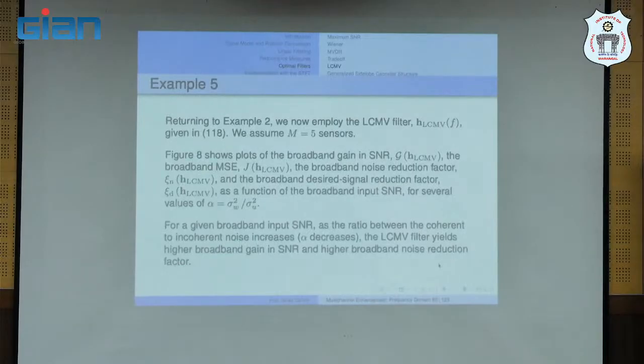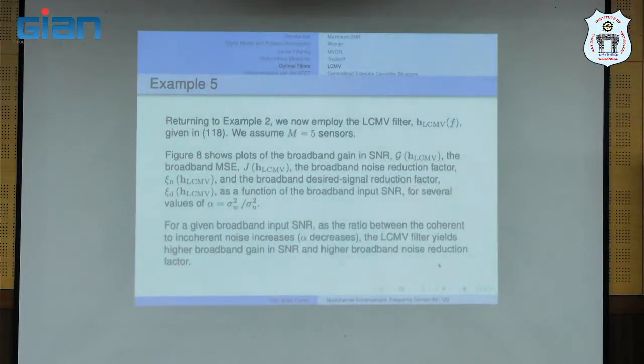So what I said is that if the directional noise is very strong in terms of power, the LCMV will suppress more noise, because we try to eliminate this noise completely. So it makes sense. The larger sigma u squared, the variance of the directional noise, the more significant it is, and then the noise reduction will be higher using the LCMV.